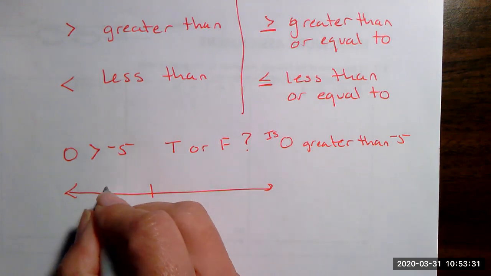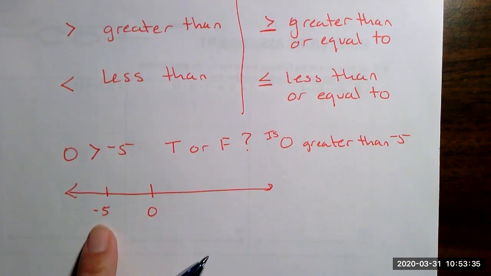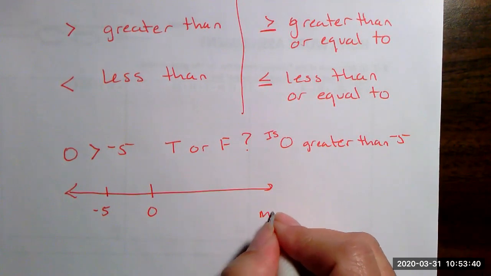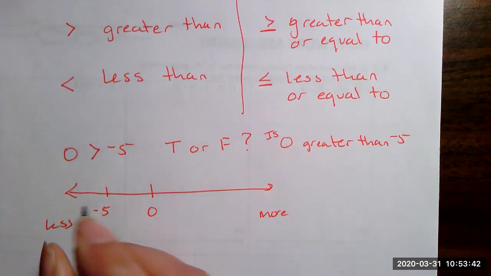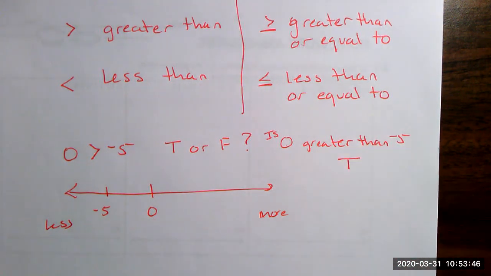Well, let's look at a number line. If this is 0, -5 is on this side. Is 0 more than this? Yeah, 0 is more than that, right? So this is the side that's more, this is the side that's less. So is 0 more than -5? Yes, so that would be true.